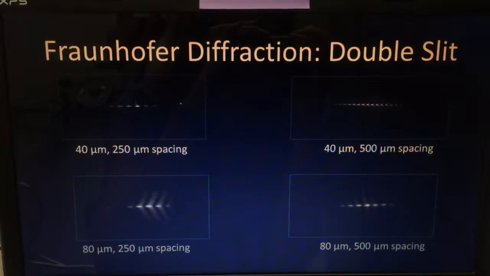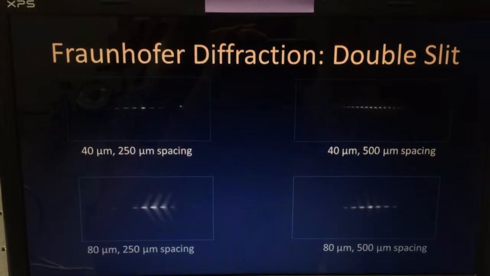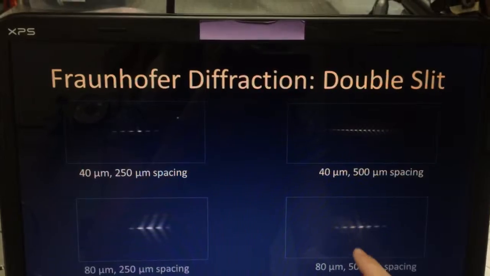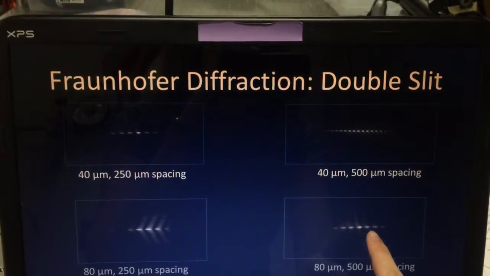For the Fraunhofer region with the double slit, the diffraction pattern gets more complex. There's a sinc function envelope around a sinusoidal smaller function.